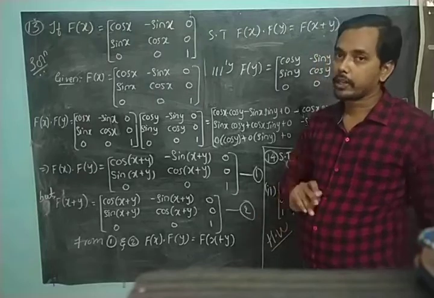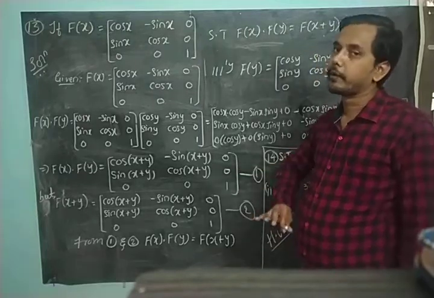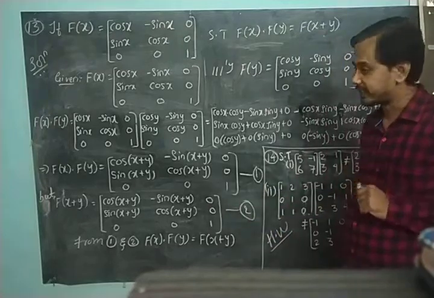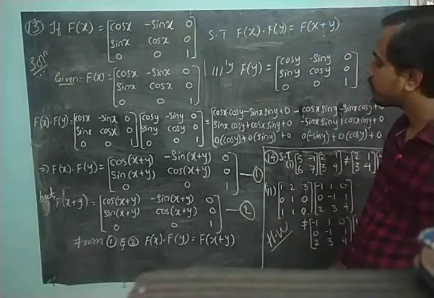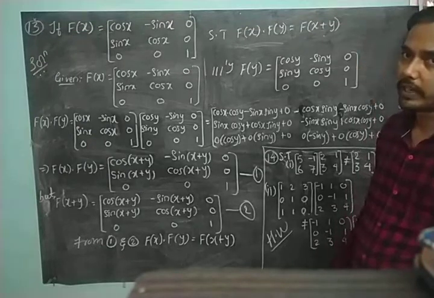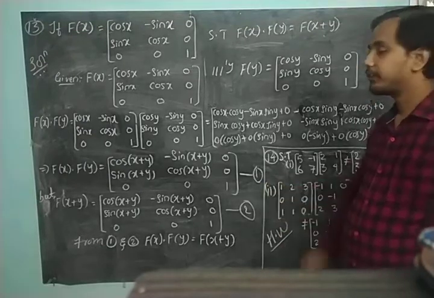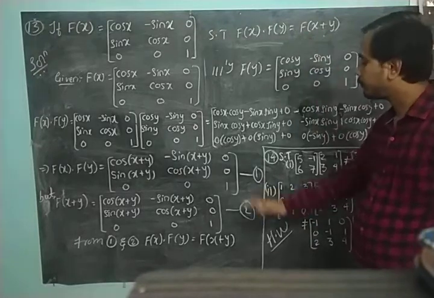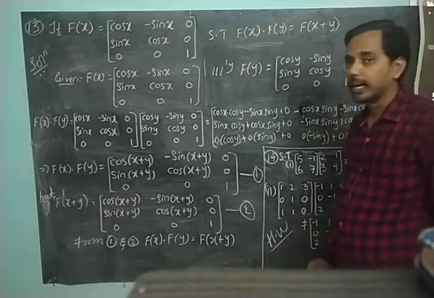Equation 1 is the product of f of x and f of y, that is the LHS part. Equation 2 is your RHS. So you can observe from equation 1 and 2 that both are the same. There is no change in equation 1 and equation 2. With that we can conclude that f of x into f of y is equal to f of x plus y. I hope this is clear.